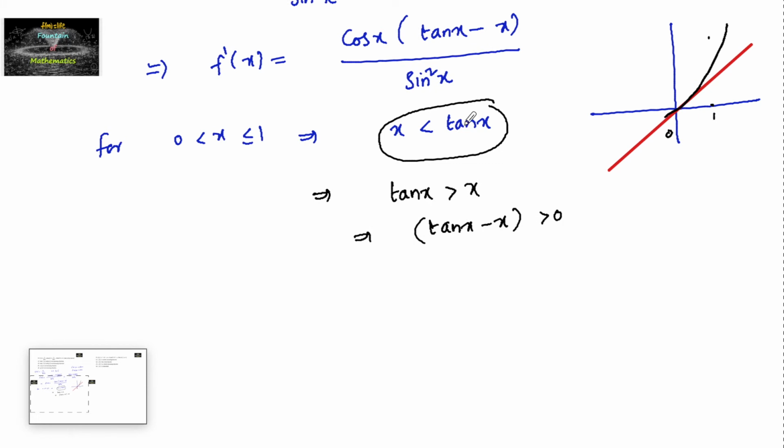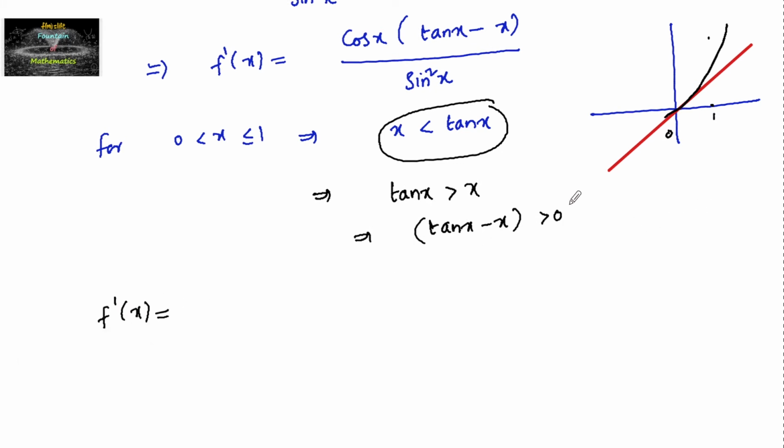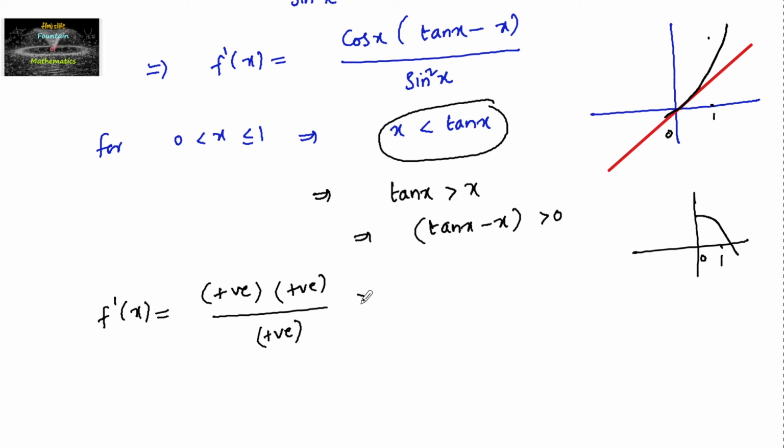So in f'(x), we also know that in 0 to 1, cos x is positive. So with a positive value of cos x, tan x minus x is also a positive value, upon sin²x which is always positive. So it is always greater than or equal to 0 for all x belonging to 0 to 1, and hence we can say that f(x) is an increasing function.